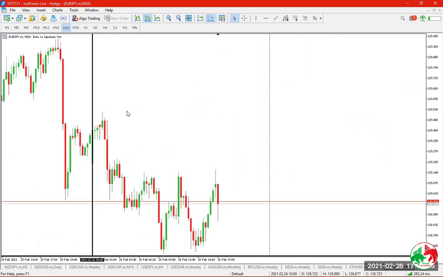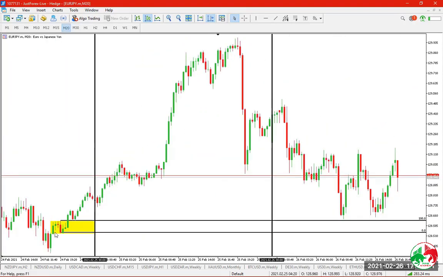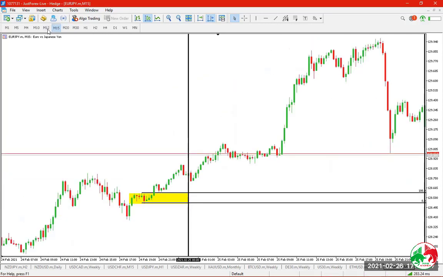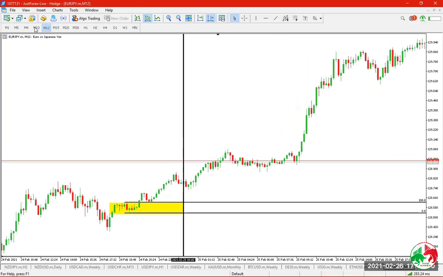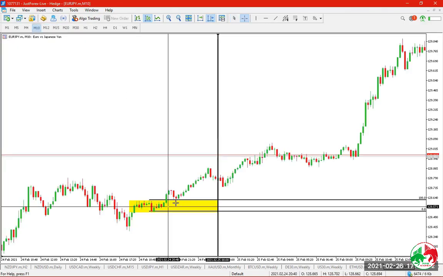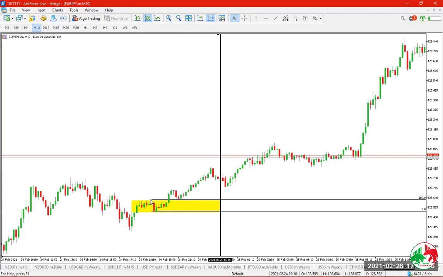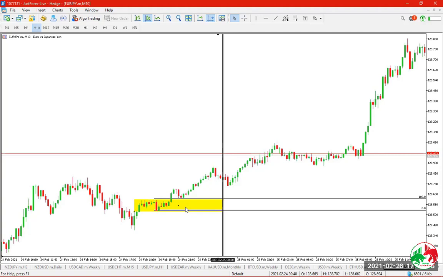Go to M20. There's no clean imbalance on M20, M15. There's no clean imbalance. M12, no clean imbalance. M10. Okay, yeah, we seem to have got a clean imbalance. Then you would decrease your zone.